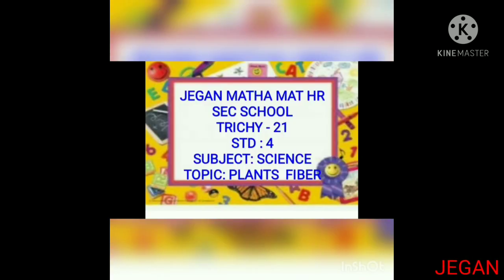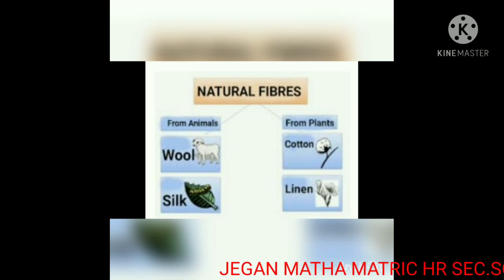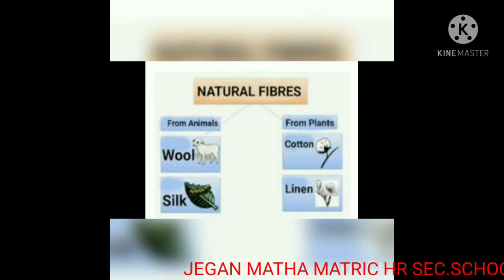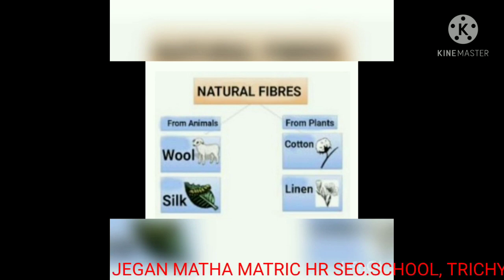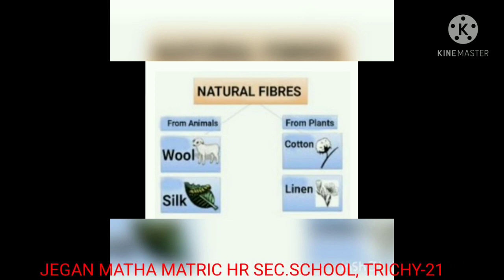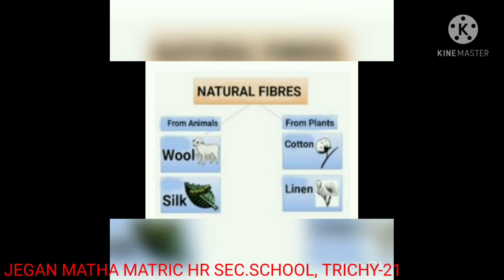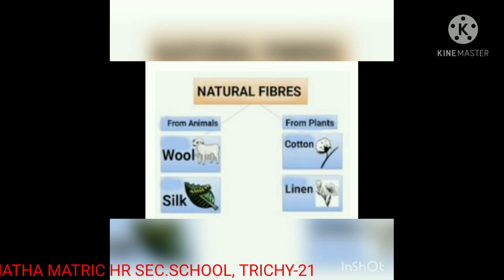Today I am going to discuss about 4th standard science subject. It's a continuous topic. Examples for plant fibers. Natural fibers have two types, from plants and animals. For example, in plants: cotton, jute, coir, linen; and animal fibers, for example, wool, silk.